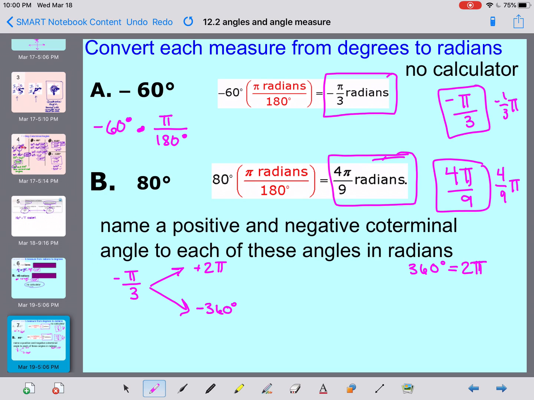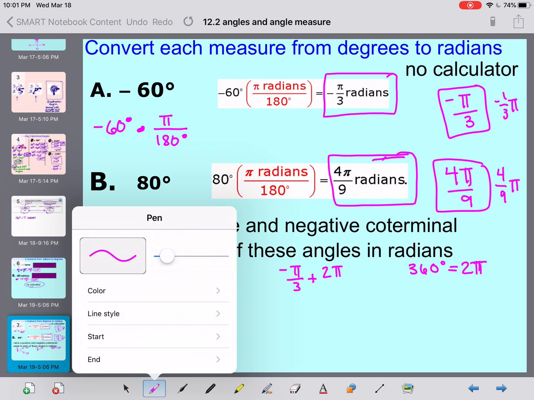So when you want to find a coterminal angle in radians, instead of adding 360 and subtracting 360, you're going to add 2 pi and subtract 2 pi. So again, no calculator, so you're going to need to get a common denominator. So I'll just do one for you here. So if I'm doing negative pi over 3 plus 2 pi, you need a common denominator. So I would do something like this.